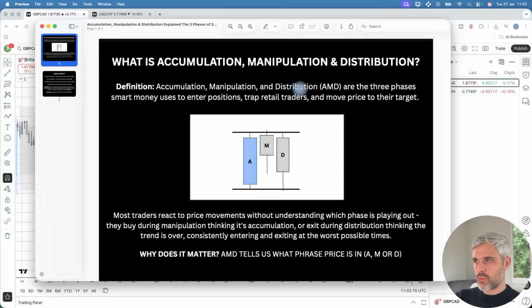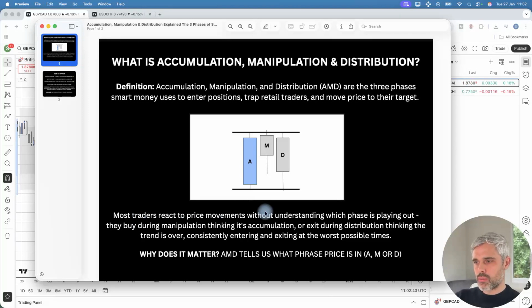Accumulation, manipulation, and distribution are the three phases that smart money uses to enter positions and trap retail traders. They're breaking out above highs at this candle range, enticing as much liquidity into the market, breakout traders' stops going here, and then they move price aggressively in the opposing direction towards the external range liquidity at the low of the candle that has accumulated these positions.